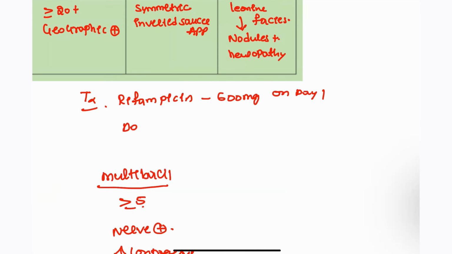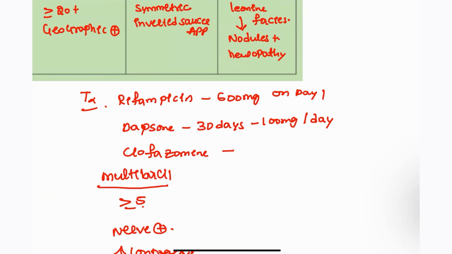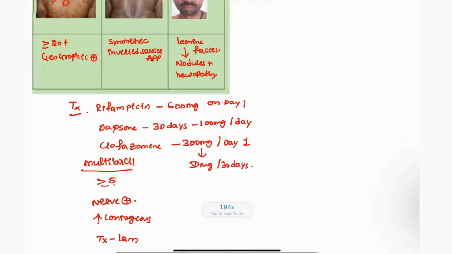And next, dapsone. Dapsone is given for 30 days. And how much is the dosage? 100 mg per day. Next, clofazimine. Clofazimine is given 300 mg on day 1. Then after that, you are going to continue 50 mg for 30 days. Per day, 50 mg that you are going to give. This is how the drugs are given for this patient.